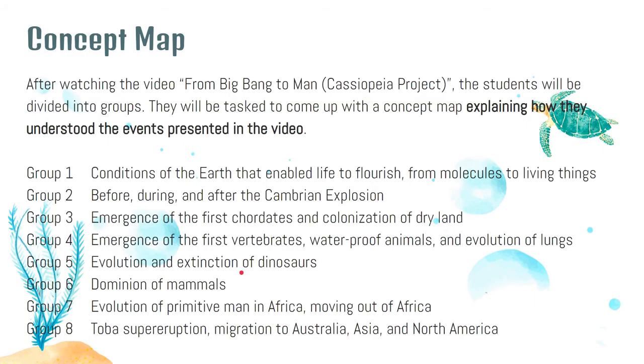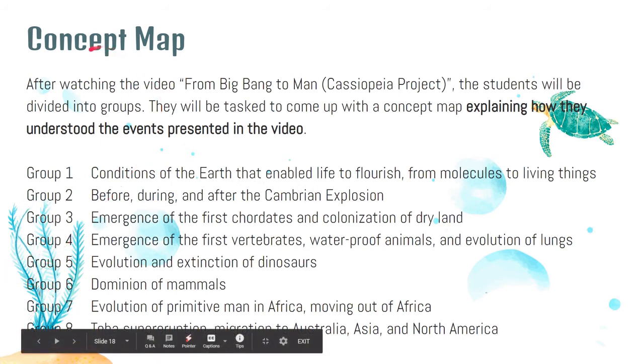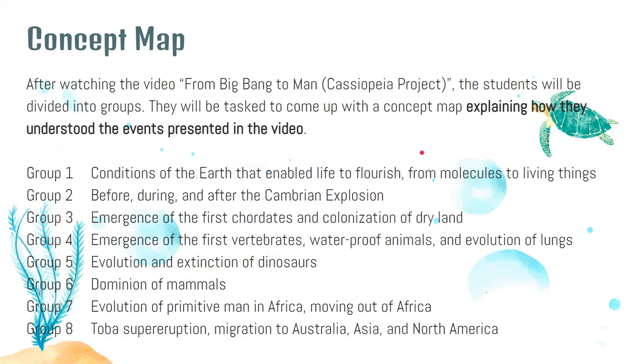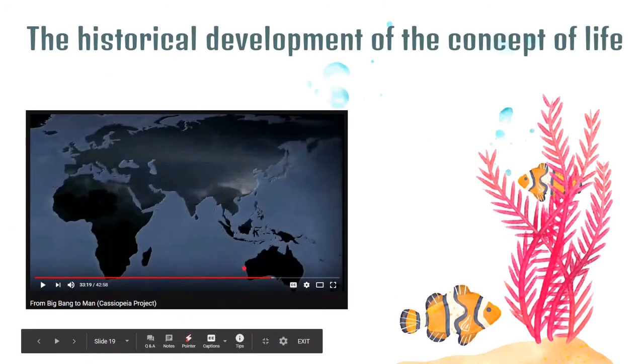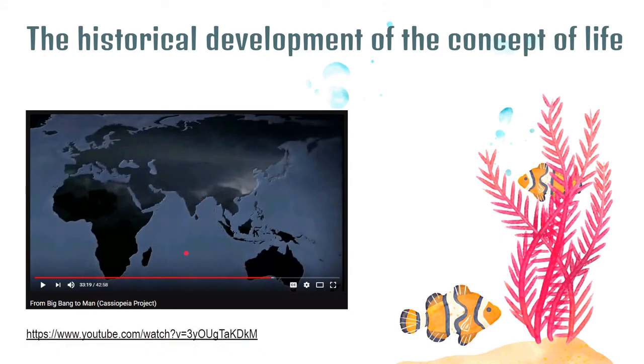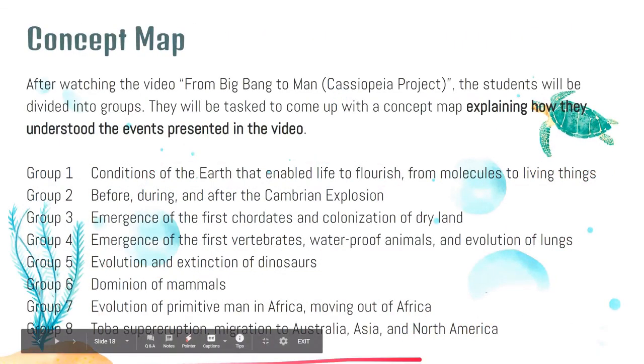Now, this is actually a task for you to work on, to help you prepare for the lesson. You were already divided into groups, and then you have to create a concept map based on that segment of the video, specifically from Big Bang to Man, the Cassiopeia project. I'll provide the link in the description below. Okay, so this is quite a long documentary, and these are all the topics in that video.